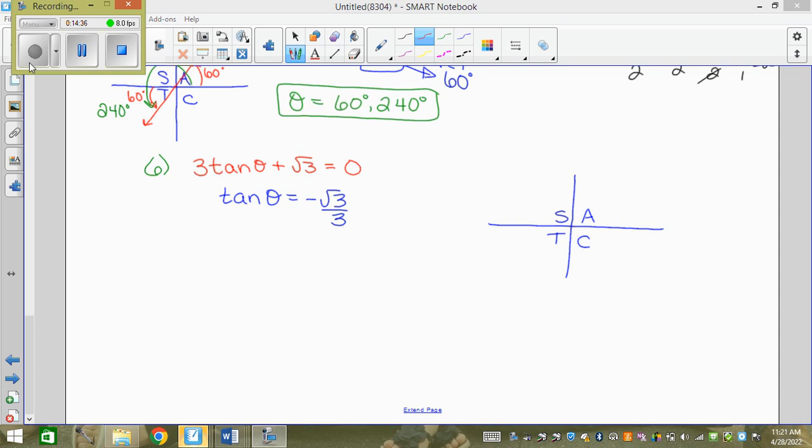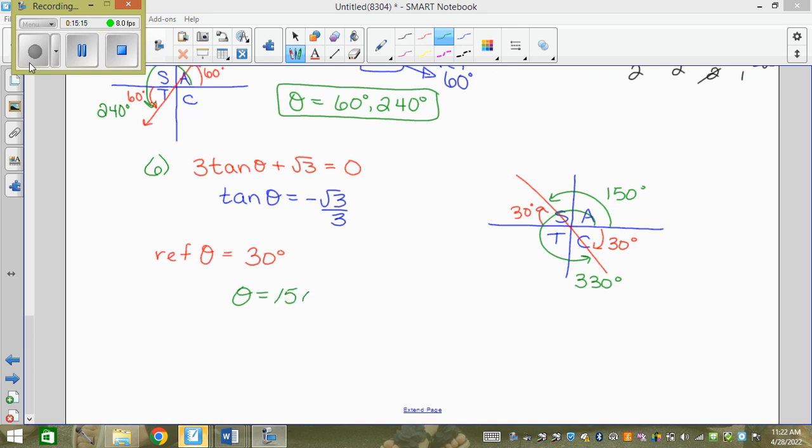So we need tan negative. Where's tan negative? Second and fourth. Tan is negative here and here. And what reference angle do we have? Our reference angle is 30. So this is 30, and this is 30. So where are my angles at? This is going to be 150 because 180 minus 30, and then this is going to be at 330. So theta equals 150 and 330.